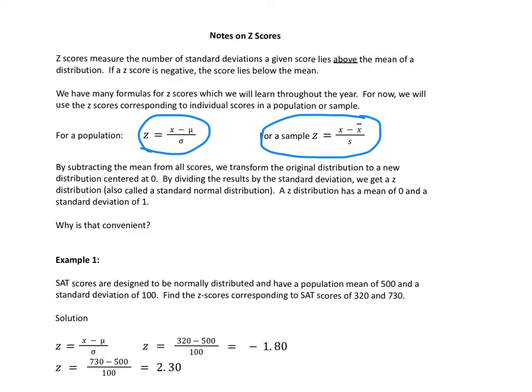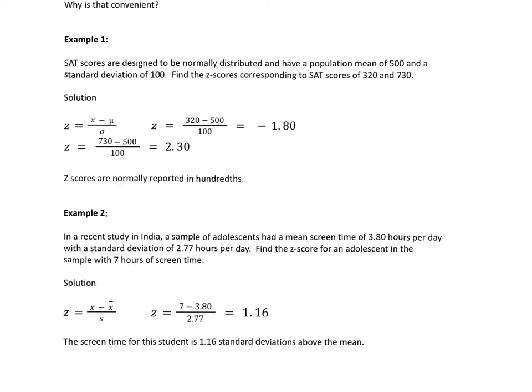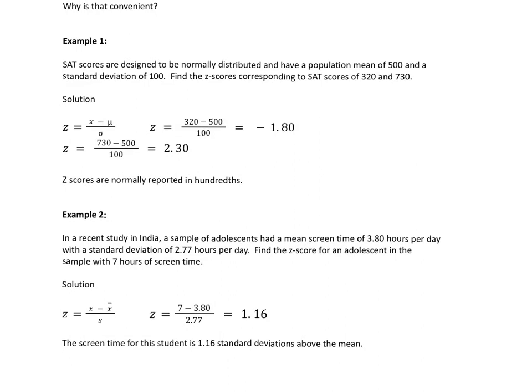Let's run through an example here. Example 1. So you may or may not have known this, but when they design SAT questions, when they design the whole test, they build it such that it's going to be normally distributed for all students taking it with a mean of 500 and a standard deviation of 100. Now, they don't hit that perfectly usually, but that's the goal of the test, and they make adjustments yearly to make that happen. So let's assume that we do have a mean of 500 and a standard deviation of 100, and someone scores a 320 and someone scores a 730.